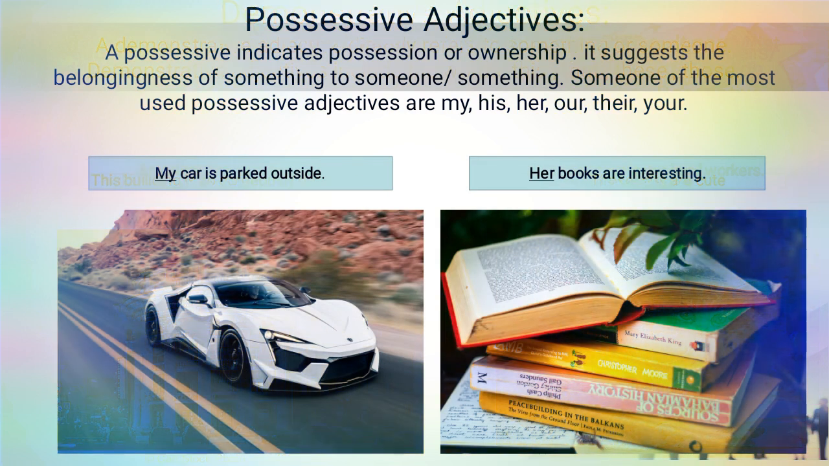Possessive adjectives. A possessive adjective indicates possession or ownership. It suggests the belongingness of something to someone or something. Some of the most used possessive adjectives are my, his, her, our, their, own, and your. Examples are: My car is parked outside. Her books are interesting.